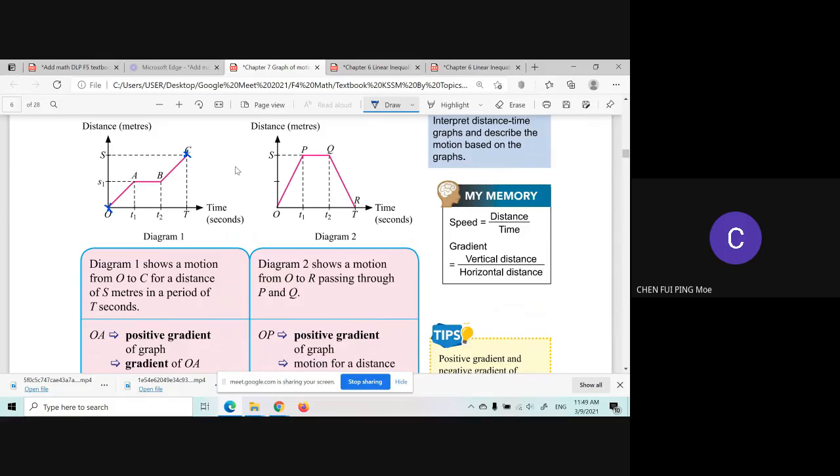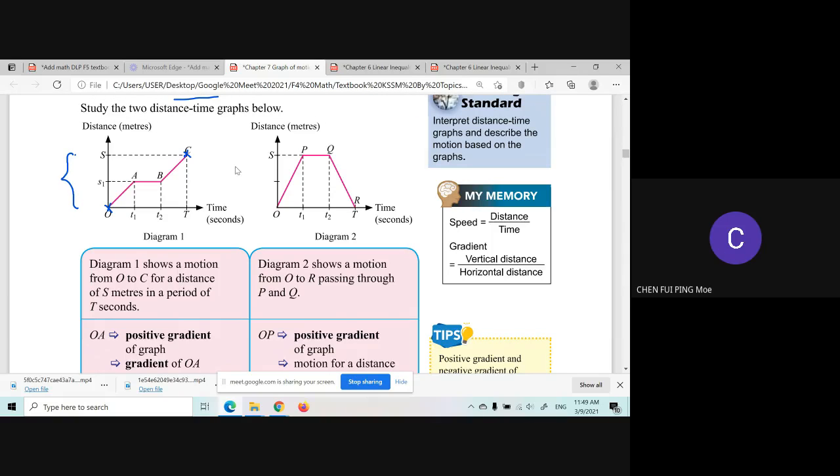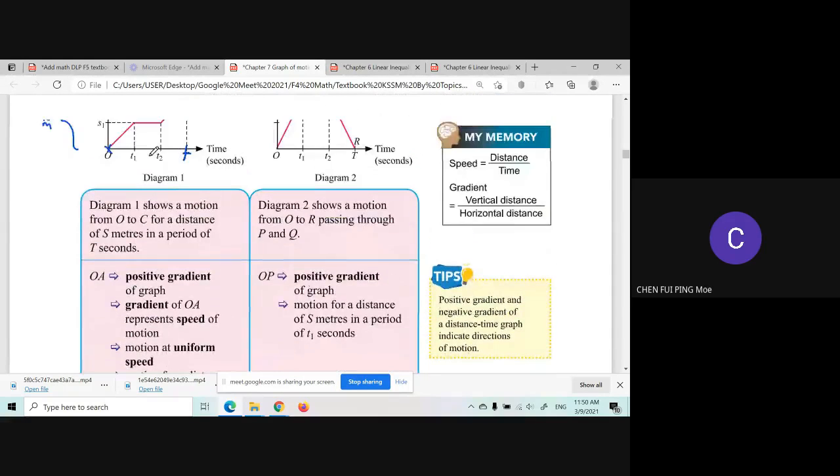For example, the motion from O to C for a distance of S meter. How do we know O to C? What is the distance? The distance is S meter. This axis is meter. This one is second. In a period of T time, T second. Just like, let's say you move from the table of student O to the table of student C. Let's say the distance maybe is 40 meter, and the time maybe is 20 seconds. Example only.